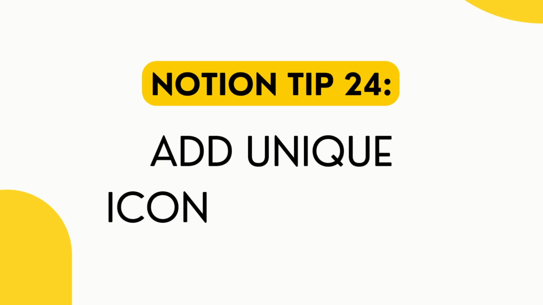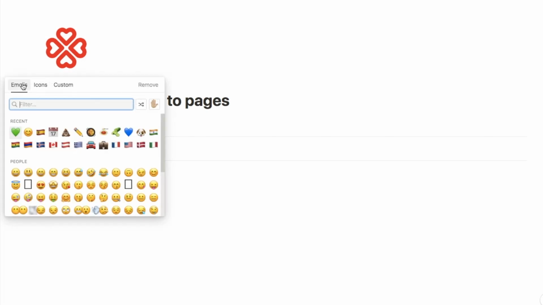Another tip is adding unique icons to pages. So this is a great way to make your pages more visually appealing, and there are so many icons to choose from. So firstly, Notion themselves have a ton of icons that you can pick from. So if I just click on this icon here, firstly you have the emojis. So this is where you'll find pretty much every emoji you can think of.